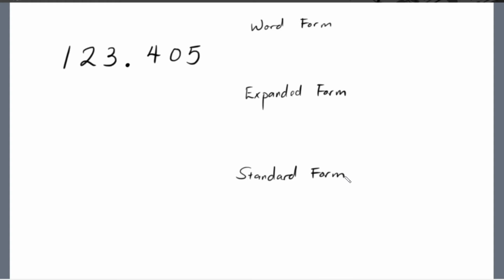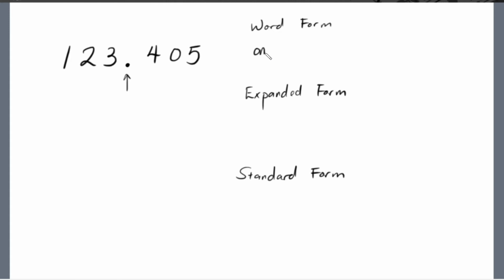With the word form, we want to read this number as if it were an actual number. So 123.405 is not the correct way to read a number, so we're going to read it correctly. We're going to read the left side of the decimal. That's our decimal right there. And we're going to read the left side first. The left side has 3 digits, which I know I can read as 123.